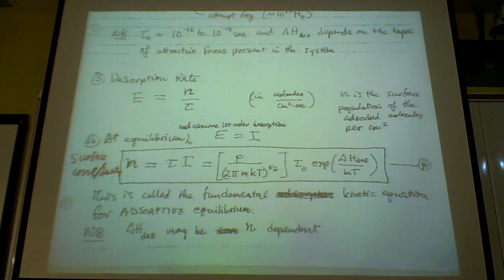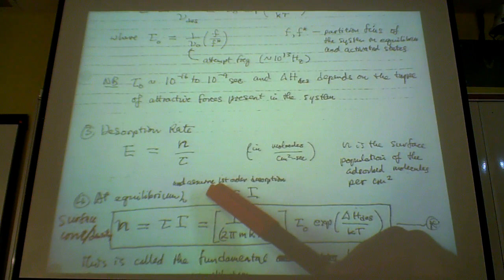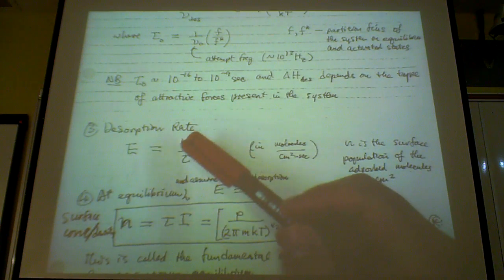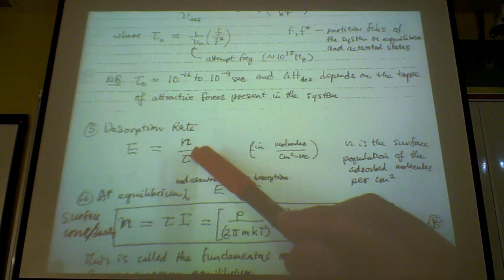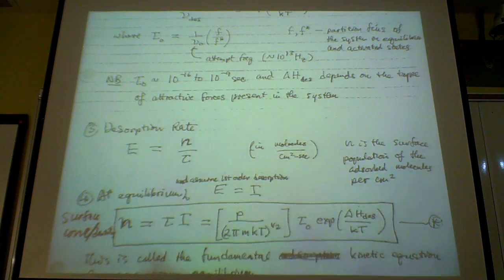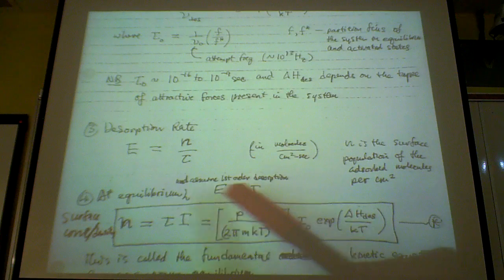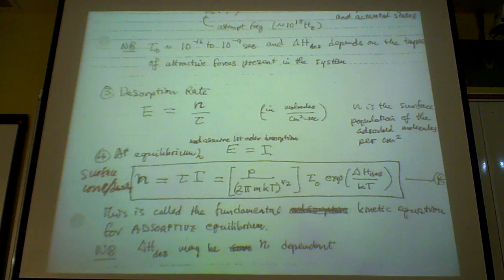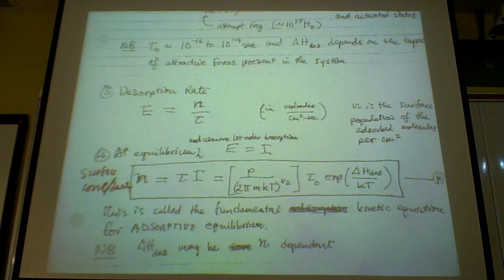You write it in this way because E is equal to I, and so you can write N here as tau times E, right? And because E is equal to I, you have tau times I. Okay, so it's a simple algebra conversion. And N here, of course, is my surface concentration, right? Kind of like I'm approaching my idea of coverage, the amount of particles absorbed on there.